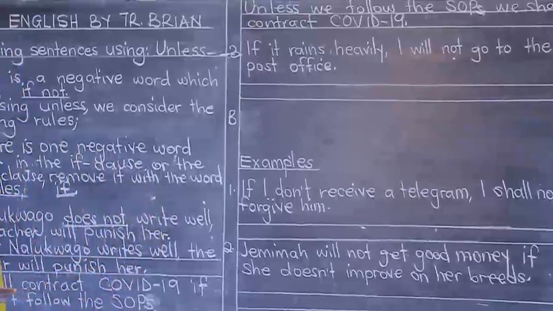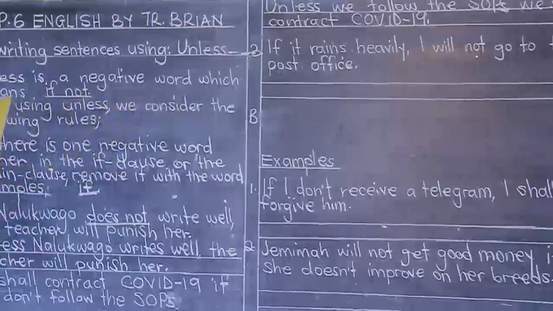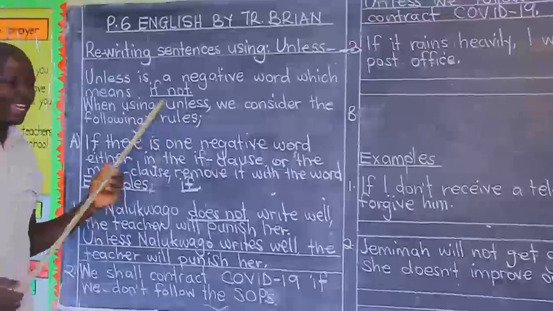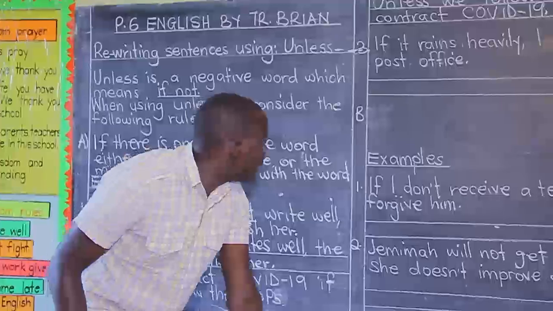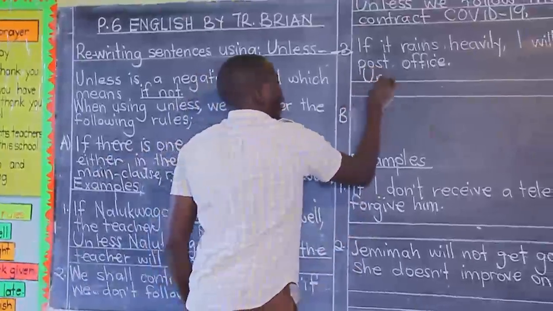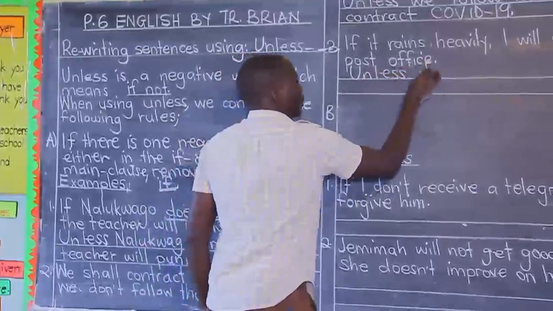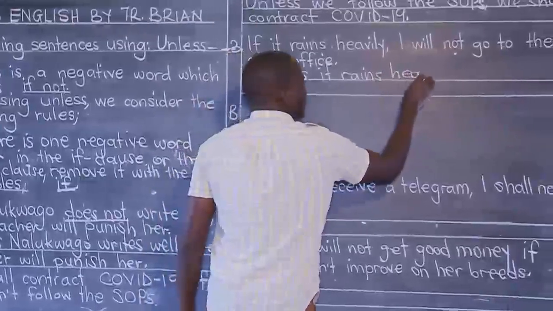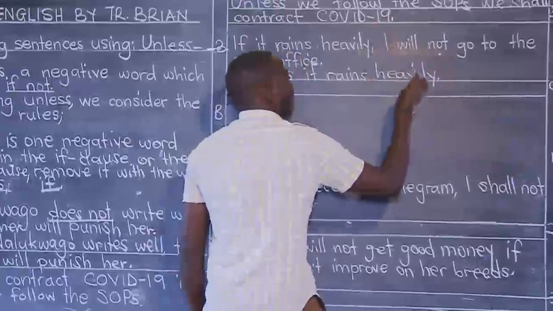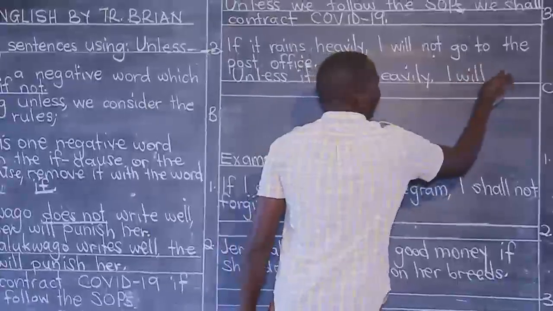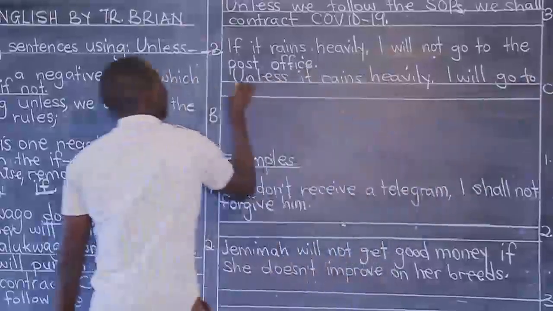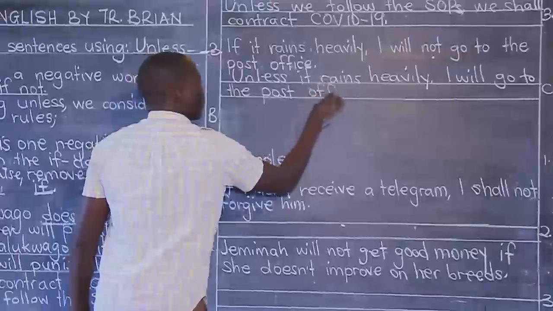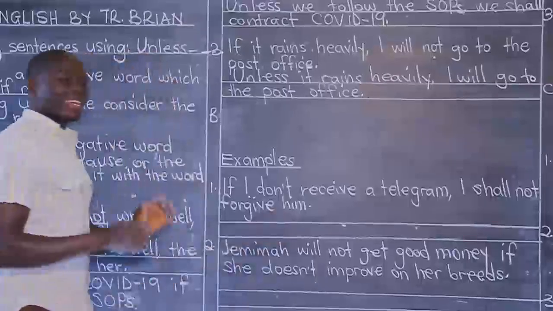Remember we said unless is a negative word, which means if not. So once you understand the meaning of this word unless, you will have no problem with this. So we are saying, unless it rains heavily, I will go to the post office. That is rule number 1.